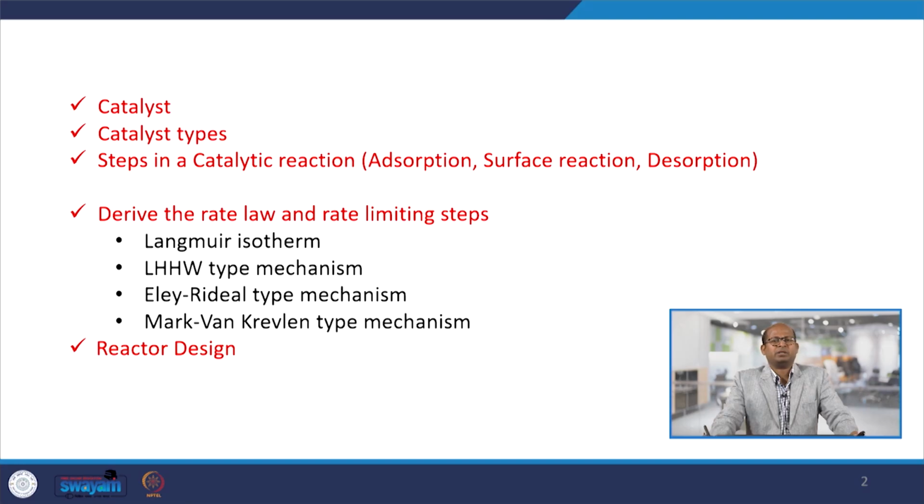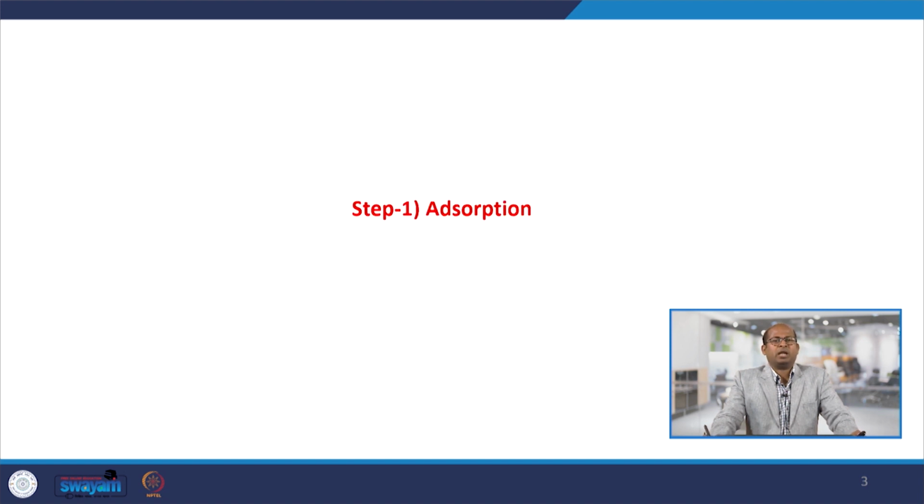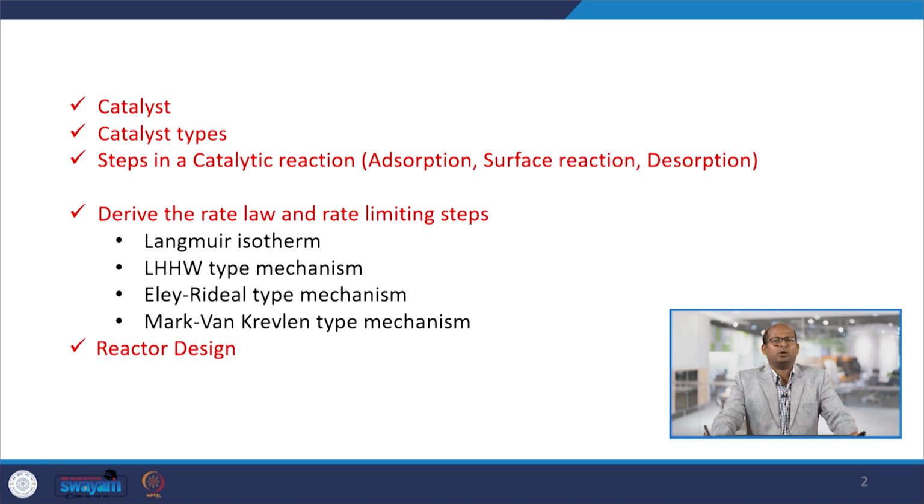Those are adsorption of the reactants, surface reaction of the reactants, which is converted into the product, and then desorption of that product from the surface of the catalyst. These are the key steps that we take, and based on them we will derive some rate law. That may be a Langmuir-Hinshelwood mechanism, an Eley-Rideal mechanism, or a Mars-van Krevelen type of mechanism. So various mechanism possibilities are there.